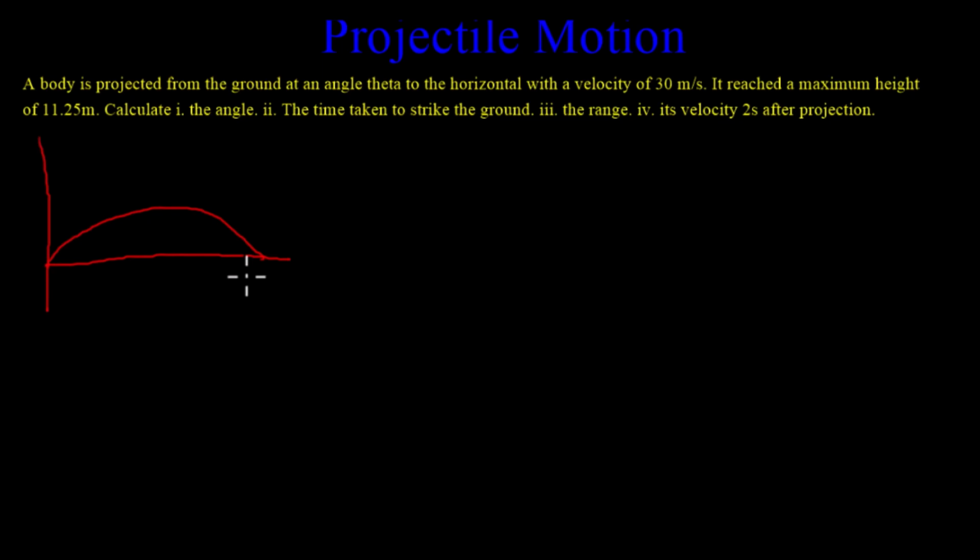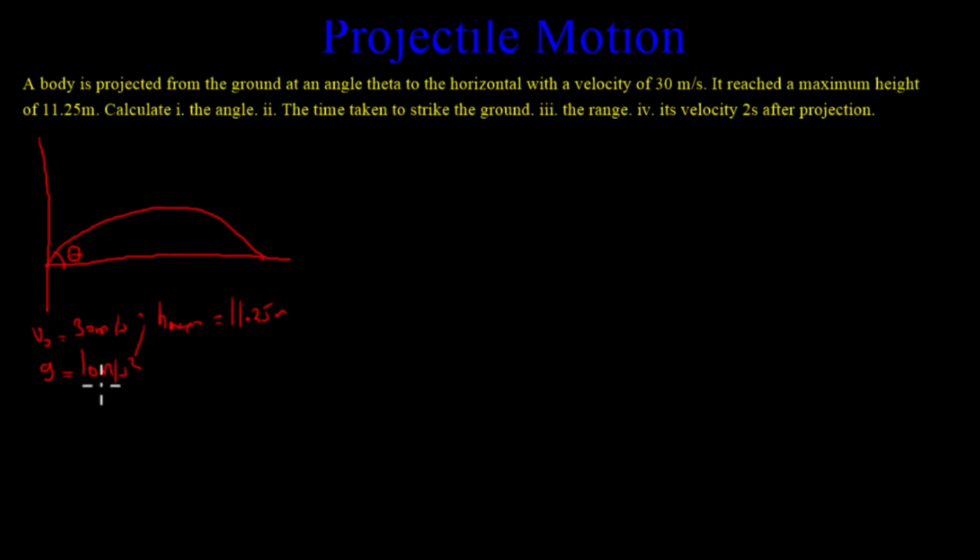So this is simply telling us that this type of projectile motion is a symmetric projectile motion. So we want to write our parameters, the parameters we were given. V naught is equal to 30 meters per second. The maximum height, H max, is given as 11.25 meters. Since we're not given g, we're going to assume g to be equal to 10 meters per second squared.